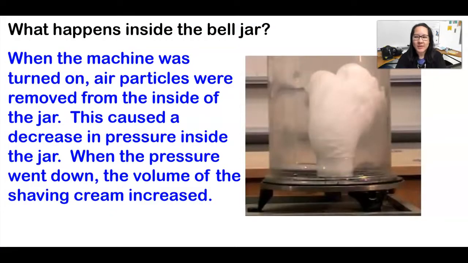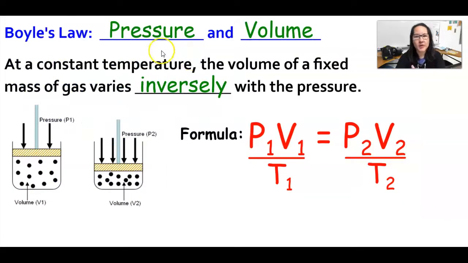So, what happens inside the bell jar? When the machine was turned on, air particles were sucked out or removed from the inside of the jar, which caused a decrease in the pressure inside of the jar. When the pressure went down, the marshmallow's volume increased. So, Boyle's law is a relationship between pressure and volume. At constant temperature, which means temperature is not a factor, volume and pressure are inversely related. They do the opposite of one another.